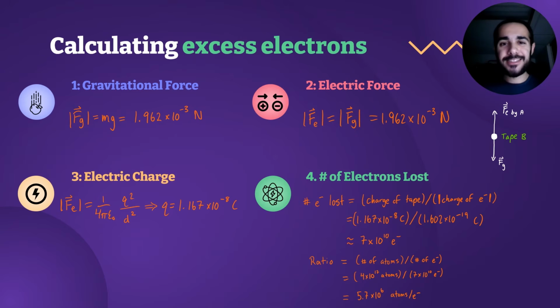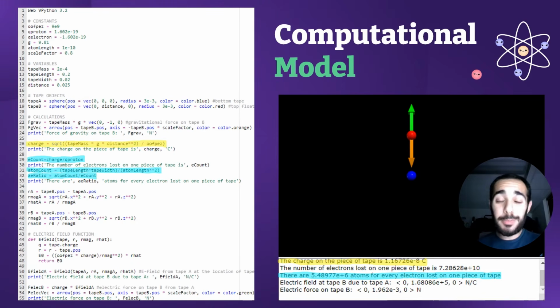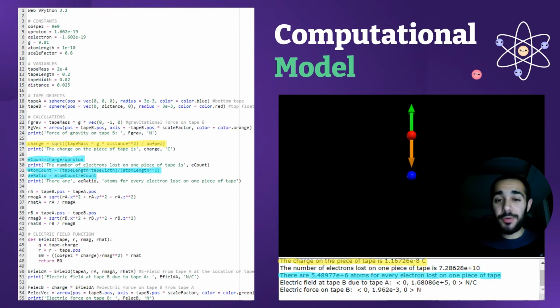Next up is the computational model in GlowScript, and this serves as an ideal representation of the experimental procedures that just occurred. I've highlighted the important parts in yellow and blue, and as you can see, the charge of the piece of tape and the ratio were able to be accurately calculated.